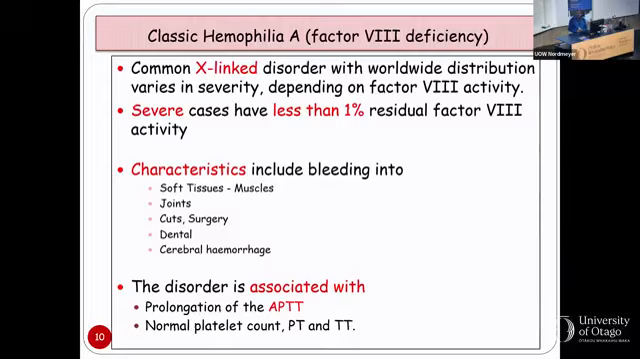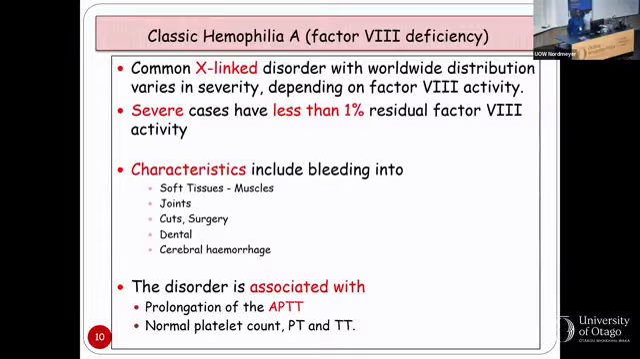Any other disease that you remember that is X-linked? Anybody? The guys should know. This is a disease of males. Do you remember anything that is X-linked that you need to worry about? Color blindness? Okay.